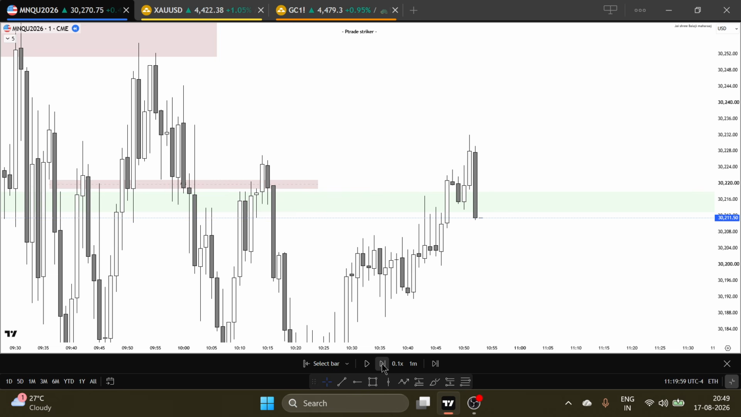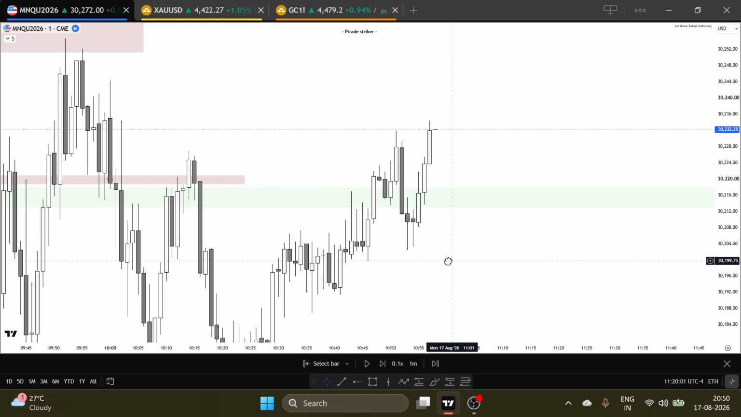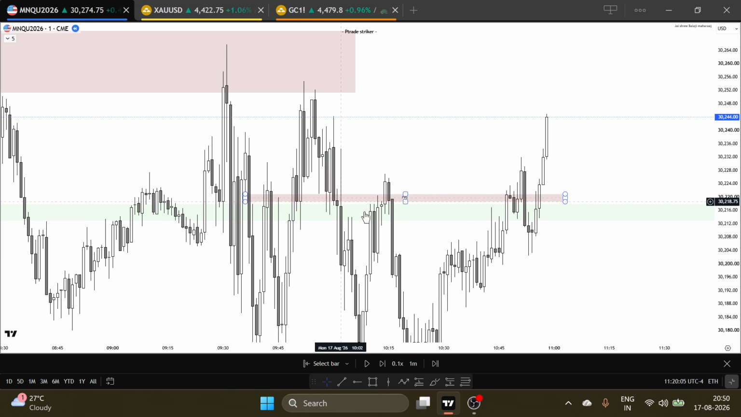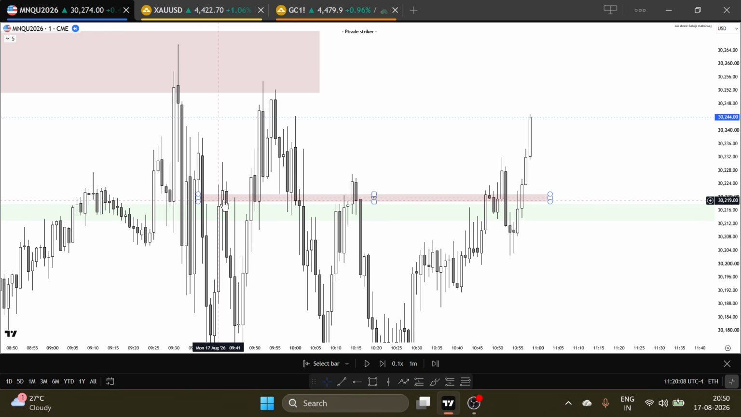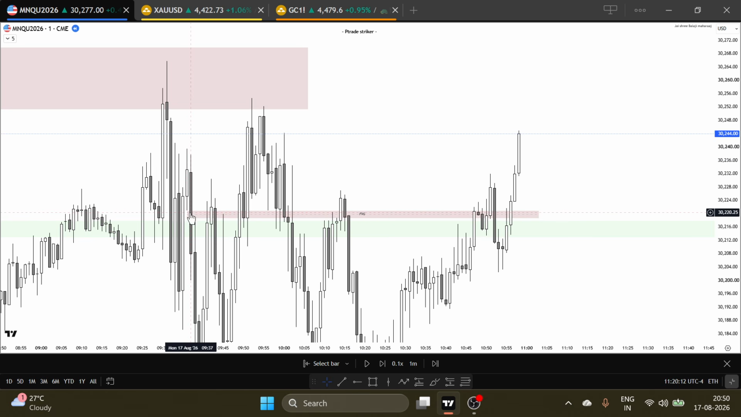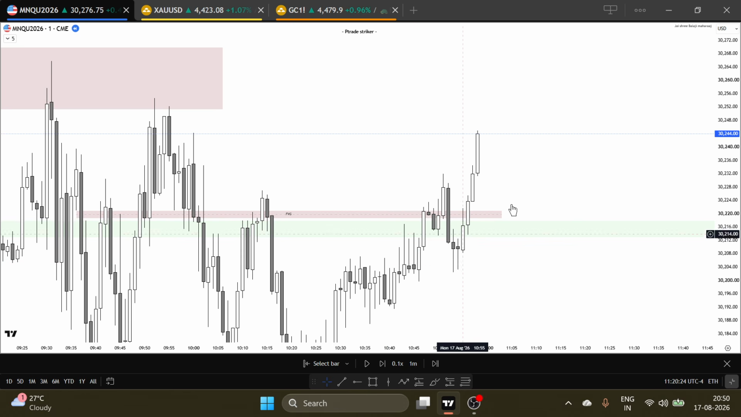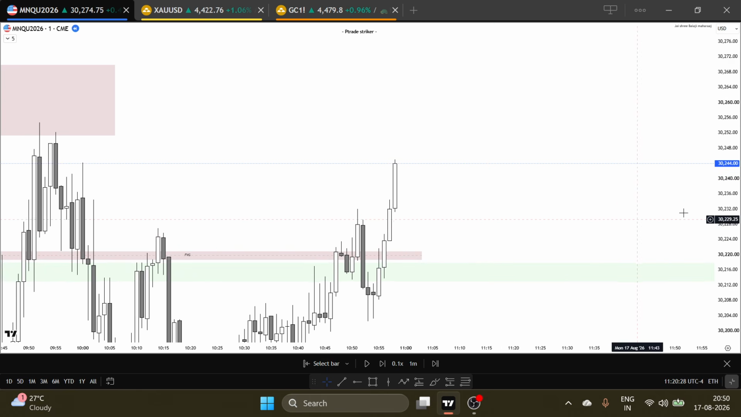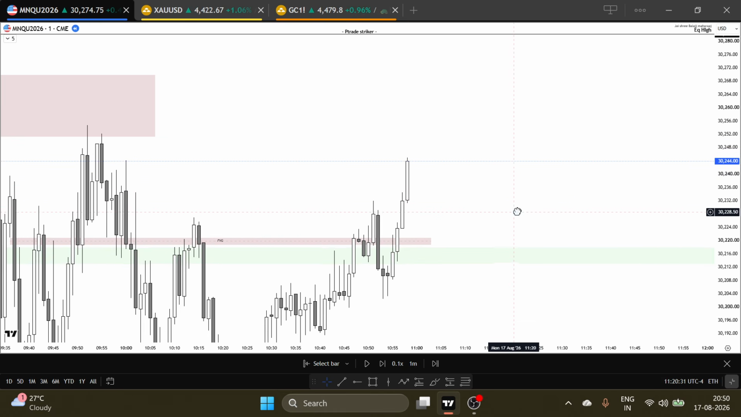candle here, I waited here because we have this FVG. Why do I keep respecting this FVG? Because this FVG was created at 9:30 to 9:40. So this type of FVG always gives you high confidence to go for a buy or sell entry.